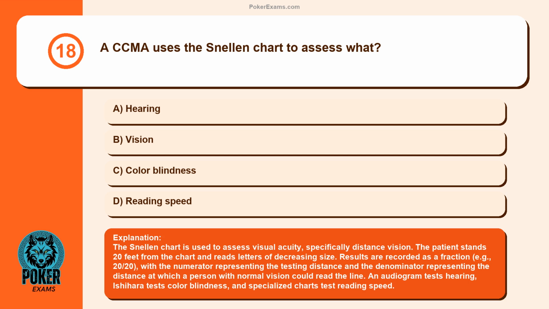The Snellen chart is used to assess visual acuity, specifically distance vision. The patient stands 20 feet from the chart and reads letters of decreasing size. Results are recorded as a fraction, e.g., 20/20, with the numerator representing the testing distance and the denominator representing the distance at which a person with normal vision could read the line. An audiogram tests hearing, Ishihara tests color blindness, and specialized charts test reading speed.